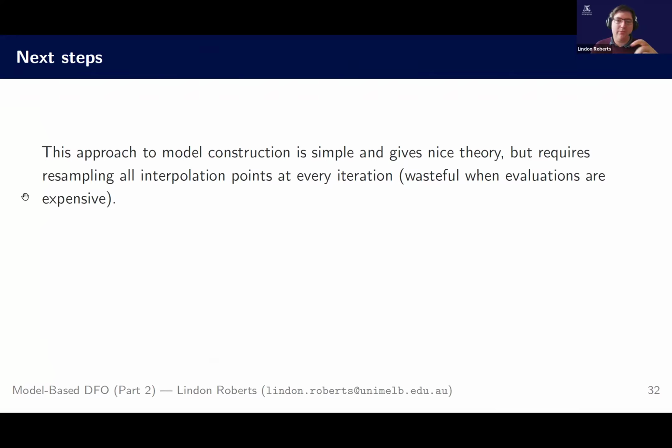At xk, with a current radius delta k, we pick points of a certain structure inside that ball. What that does mean is that we're very wasteful. At every iteration, we basically throw away all the function values we had before, and we pick a completely fresh new interpolation set. This gives us good theory, but is not good in practice. We care about when evaluations are expensive. We care about recycling information as best we can.